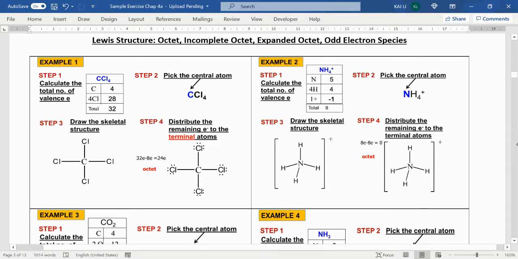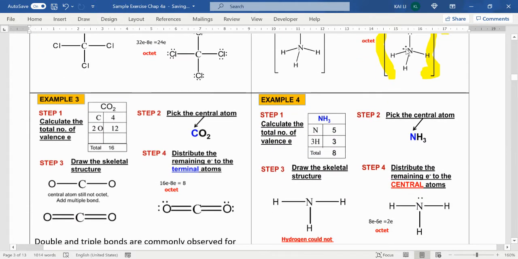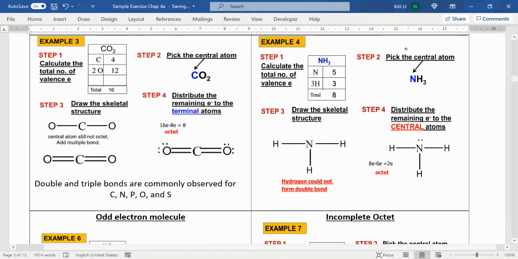I want to highlight, remember, if you are drawing for an ion, don't forget the bracket and also the charge. Okay, if it involves multiple bonds, usually the atoms are C, N, P, O, and S: carbon, nitrogen, phosphorus, oxygen, and sulfur. They can have double bonds or triple bonds.